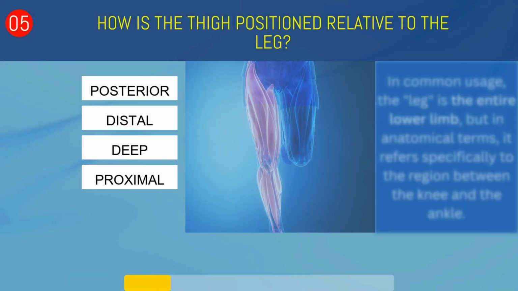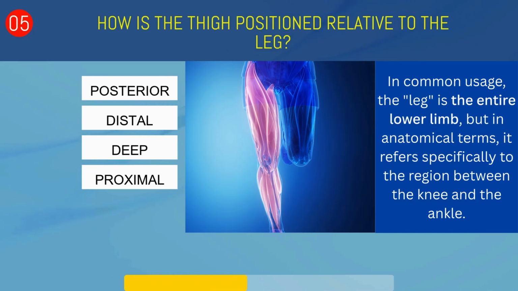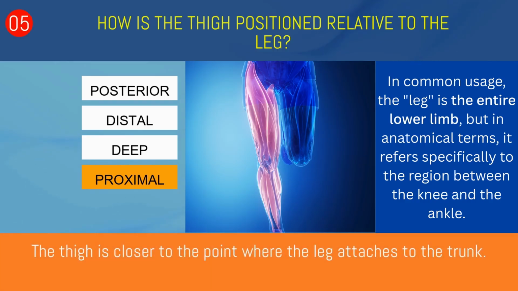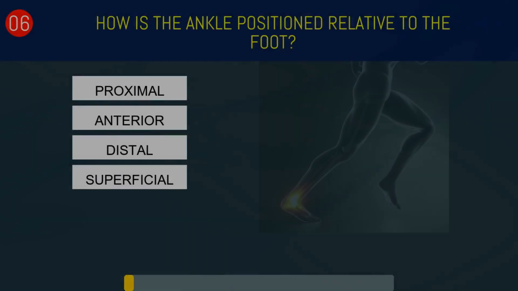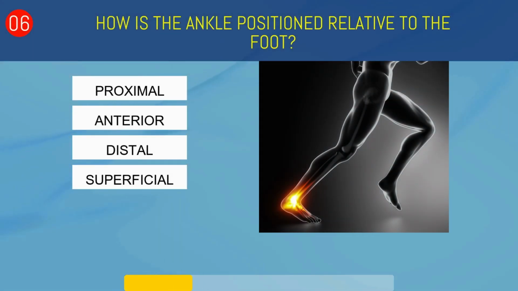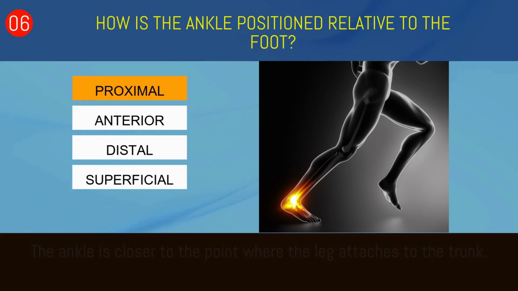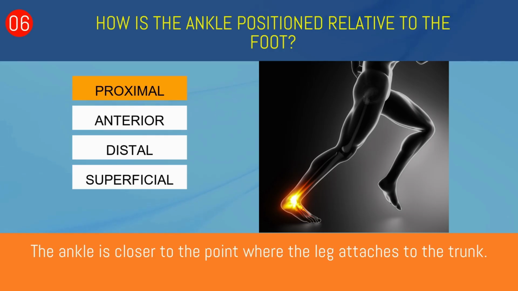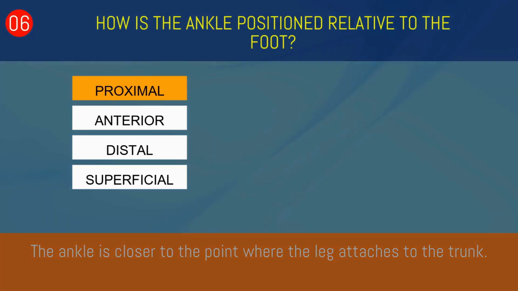How is the thigh positioned relative to the leg? Posterior, distal, deep, or proximal? Proximal. The thigh is closer to the point where the leg attaches to the trunk. How is the ankle positioned relative to the foot? Proximal, anterior, distal, or superficial? Proximal. The ankle is closer to the point where the leg attaches to the trunk.